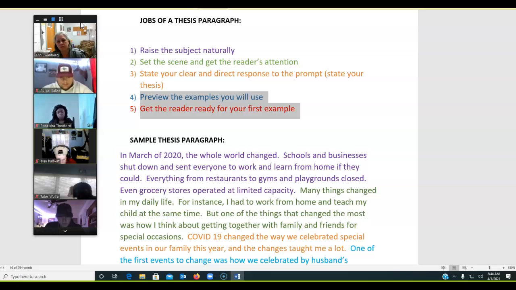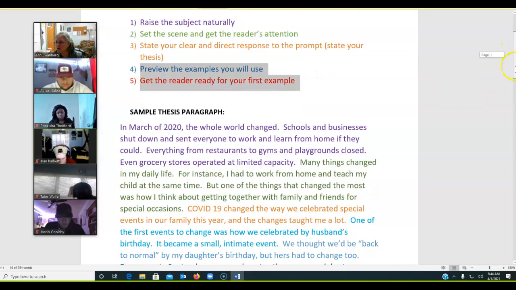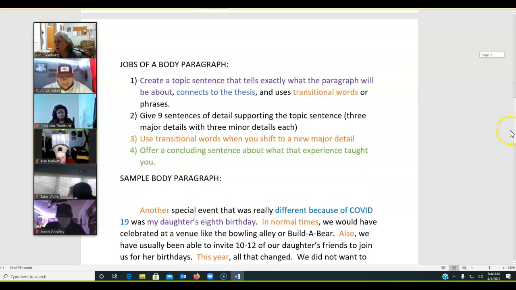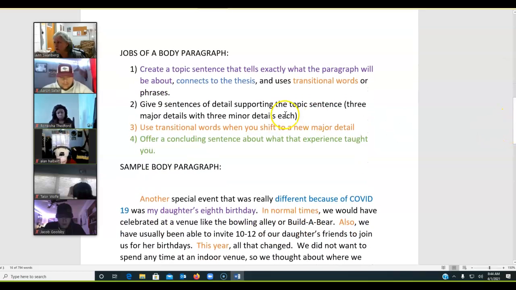Okay? We also have a review in this handout of topic sentences, right? And a lot of you in your source paragraphs are skipping your topic sentences and going straight to your source introductions. We've got a review here of topic sentences. Topic sentences are telling exactly what the paragraph will be about, connecting to the thesis, and using transitional words or phrases, okay? And I've highlighted those in blue and red here.